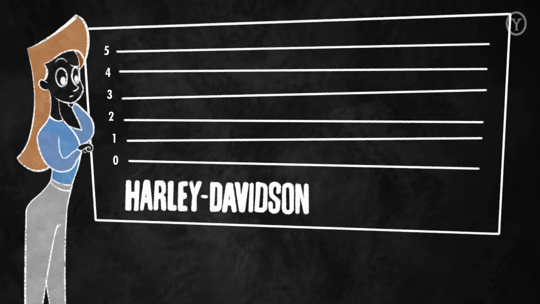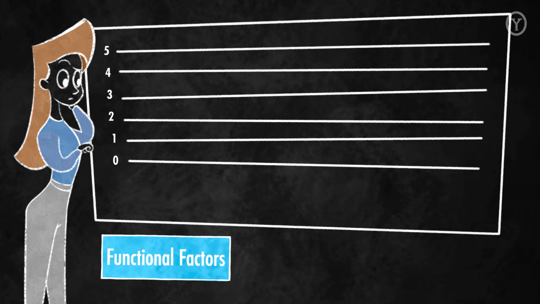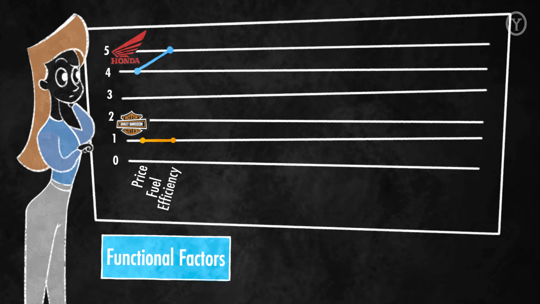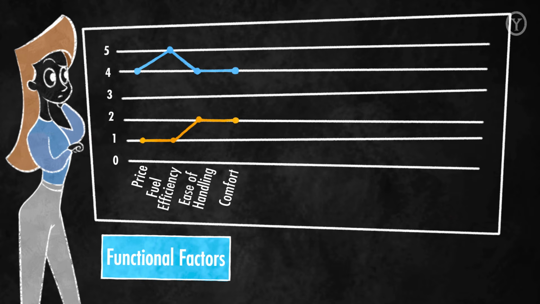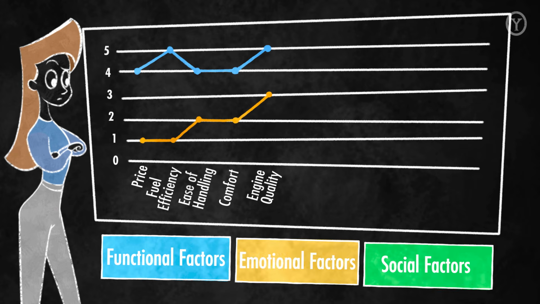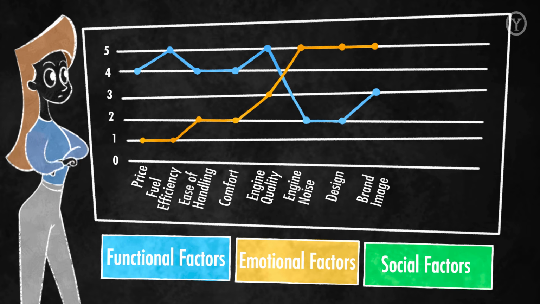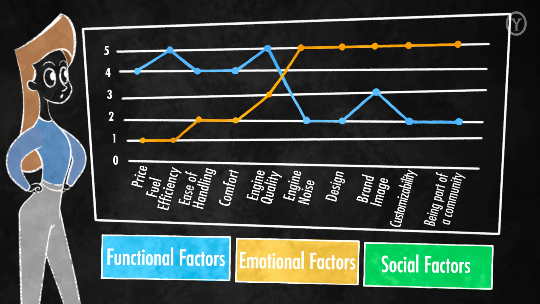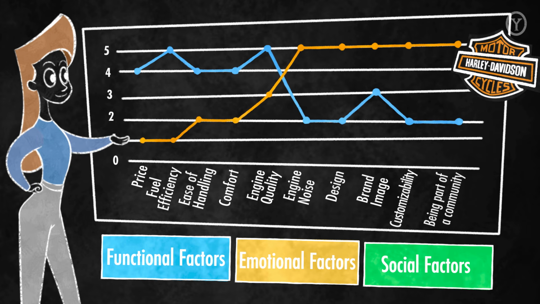If we compared Harley-Davidson and Honda on traditional dimensions such as price, fuel efficiency, ease of handling, comfort of the seat, and engine reliability, we would get a strategy canvas that would look like this. Harley-Davidson does not perform well. However, if we add emotional and social factors such as engine noise, design, brand image, customizability, and an exclusive riding community, Harley starts to outperform Honda.